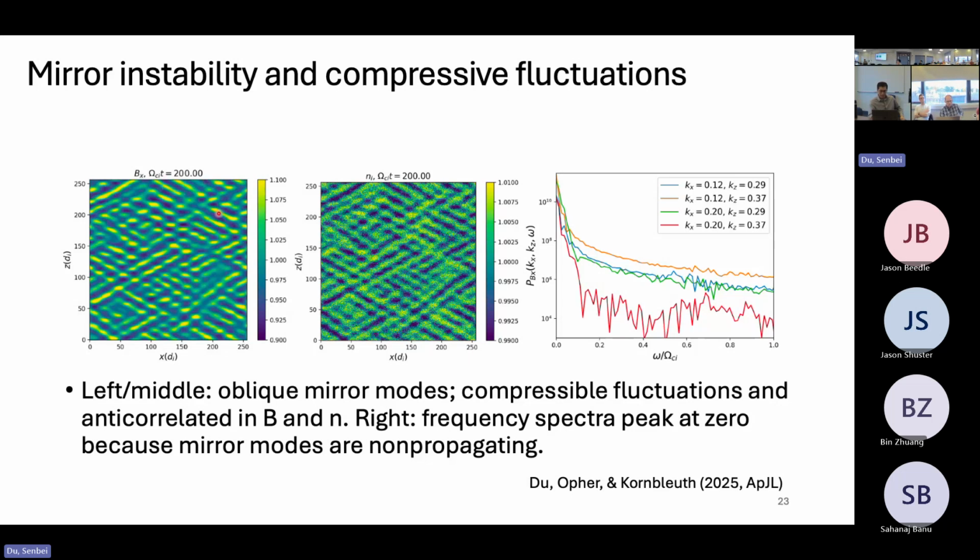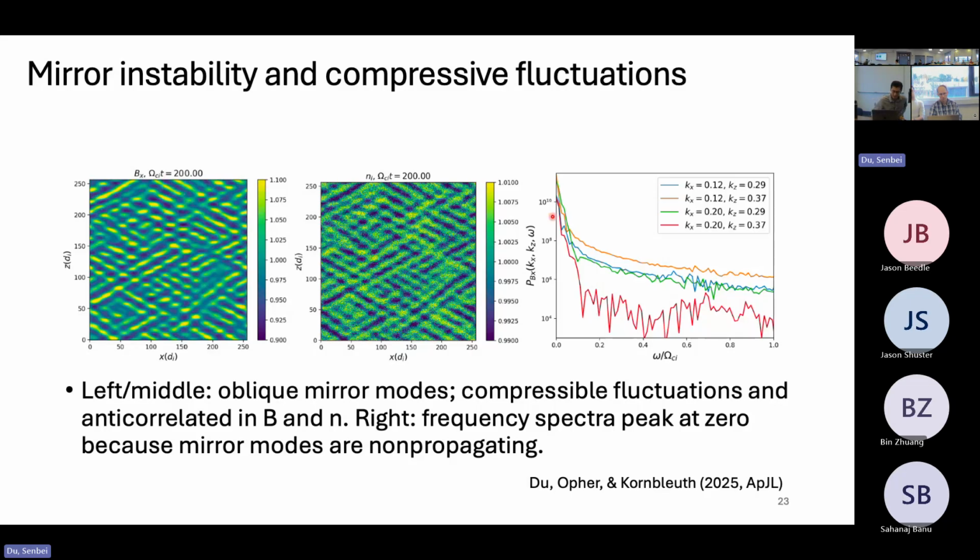Here I plotted the magnetic field and density, and it shows that these are compressible structures with density fluctuations and also anti-correlated between magnetic field and density. So these are signatures of the mirror mode, and these are also oblique. So these are oblique to the magnetic field. And we can also look at the frequency spectrum, and we see that it's peaked at 0 frequency. That's also consistent with the mirror mode, because they are non-propagating.